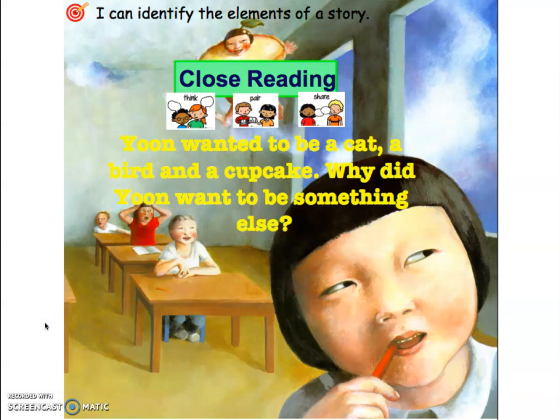The last question. Let's look a little bit closer. Yoon wanted to be a cat, a bird, and a cupcake. Why did Yoon want to be something else? She was a little girl, but she didn't want to be those things. She wanted to be a cat, a bird, and a cupcake. Why do you think she wanted to be something else?